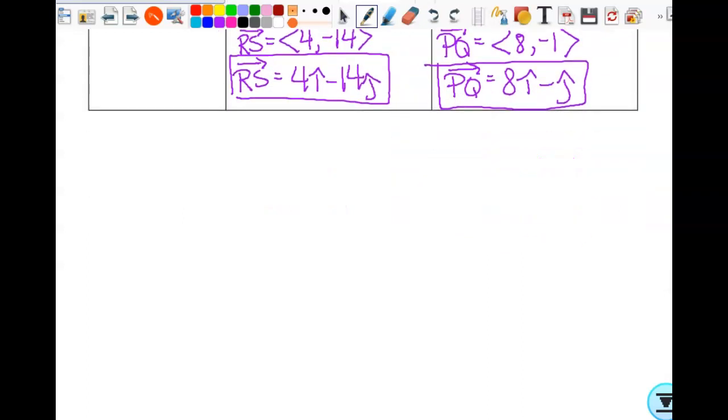And just like with variables or other things, if it's a 1 and you have something there, you don't have to put it. If you did put the 1, it does not make it wrong. It's just you wouldn't see it in that form. So you should get 8 I hat minus j hat. We good? Any questions? All right.